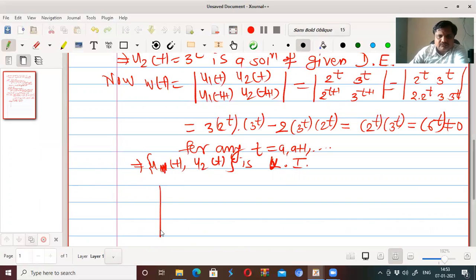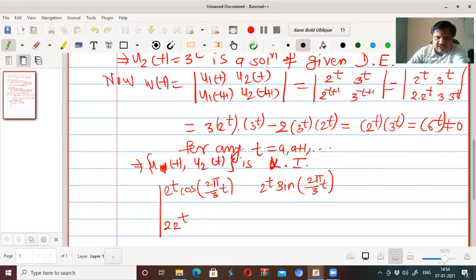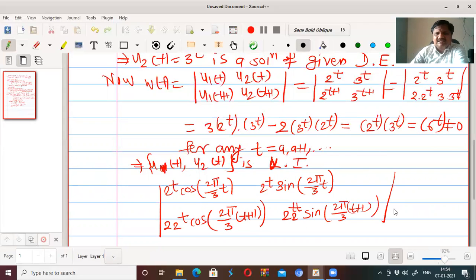Determinant of first 2 to the power t cos of 2 pi by 3t, 2 to the power t sin of 2 pi by 3t. It's a shift by 1. 2 into 2 to the power t cos of 2 pi by 3 t plus 1. And this is 2 to the power 2 into 2 to the power t sin of 2 pi by 3 t plus 1. Such types we are taking.